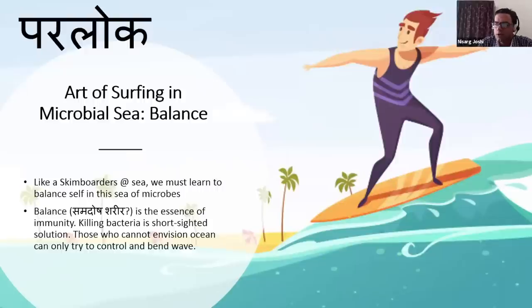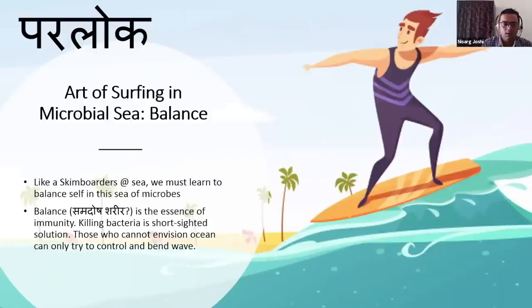What we can do is we can try to balance our body, improve the host condition, ihlok, so that we can easily surf into this microbial sea by avoiding all those infections or viral fever or bacterial infection. All those things can be avoided when we work on our host condition, when we develop that surfing skill within us. Then it is easy to surf through this microbial sea.